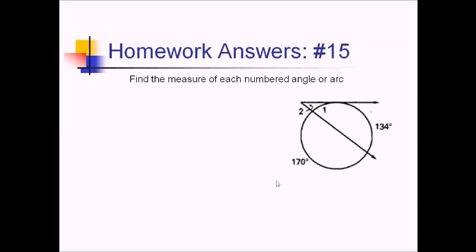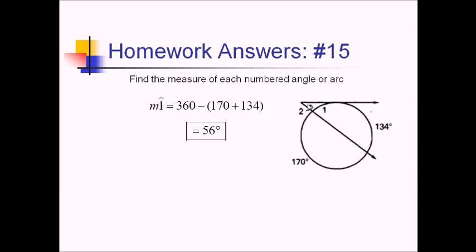For number 15, we're trying to find these 2 numbered arcs or angles. Let's start by finding this arc 1. So arc 1, together with 134 and 170, makes up a whole circle. So if we subtract 134 plus 170 from 360, that gives us this missing arc 1. This is altogether 304 degrees that we're subtracting, so that'll be 56 degrees left over.